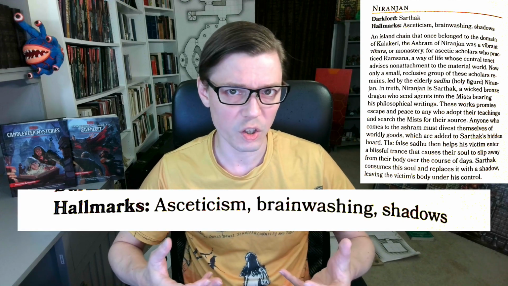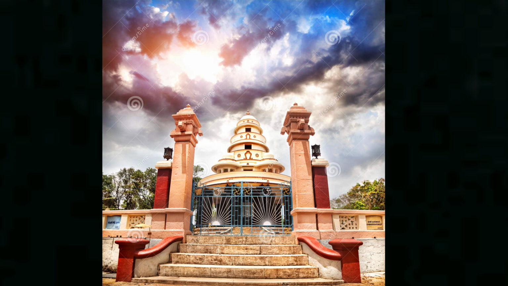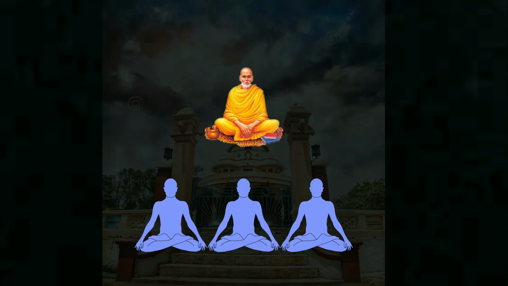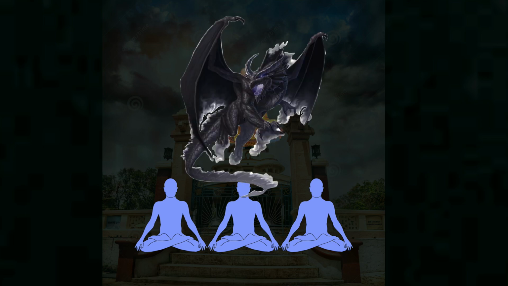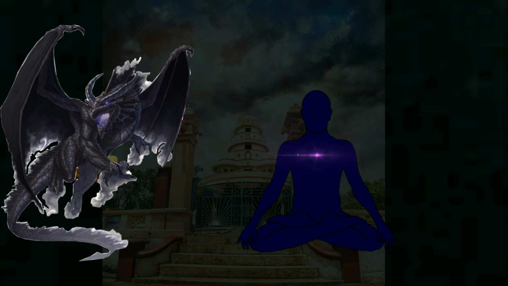Now, as the description in Van Richten's Guide points out, the main themes associated with Niranjan are asceticism, brainwashing, and shadows. We could describe the whole domain as follows. A destination for aspiring spiritualists seeking enlightenment, the domain of Niranjan is named after its master, a spiritual leader who promises release from pain as well as enlightenment through a series of meditative techniques. In truth, this Niranjan is actually Sarthak, a bronze shadow dragon whose techniques consume the souls of followers, leaving them an obedient husk with a Monster Manual-style shadow as a replacement for their soul.